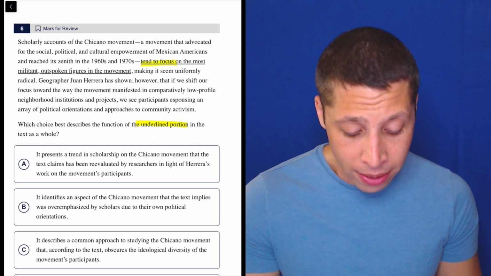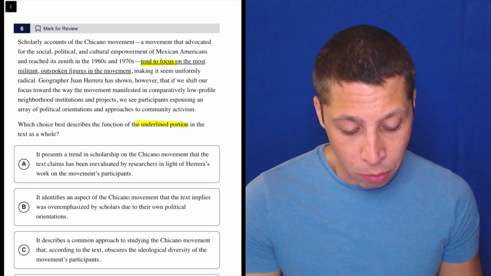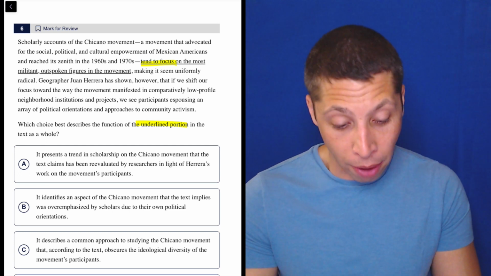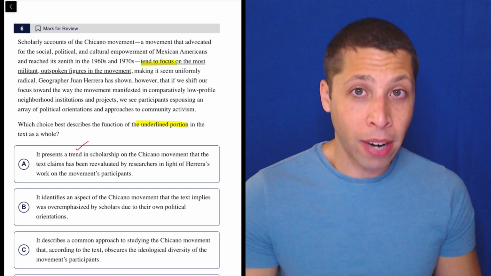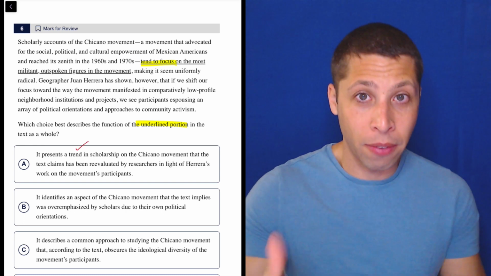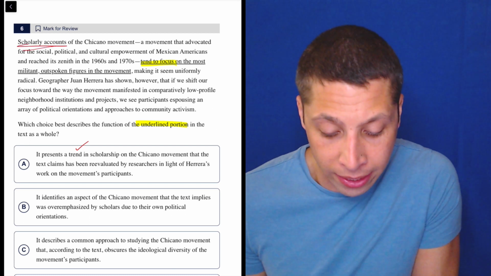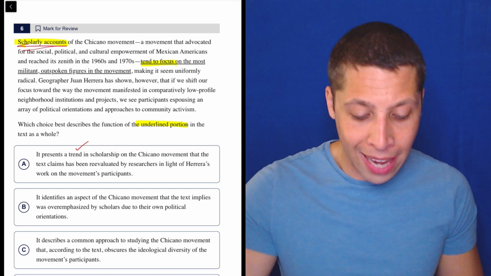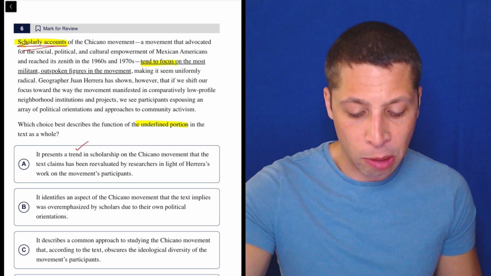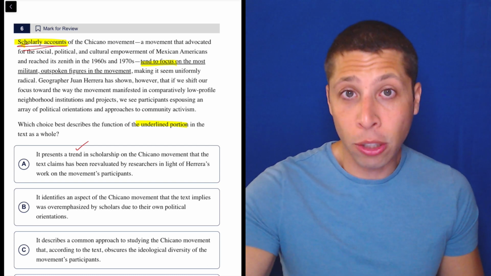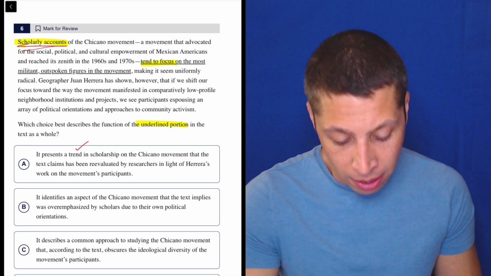A, it presents a trend in scholarship on the Chicano movement. Okay, well, just breaking it down, that might be okay, right? If people tend to focus on something, right? Scholarly accounts, and maybe we should highlight that too, right? Scholarly accounts tend to focus on the most militant, outspoken figures in the movement. So that sounds like a trend. They tend to do something, that's a trend.